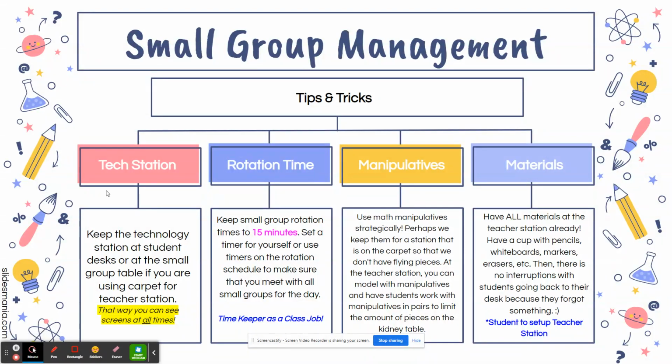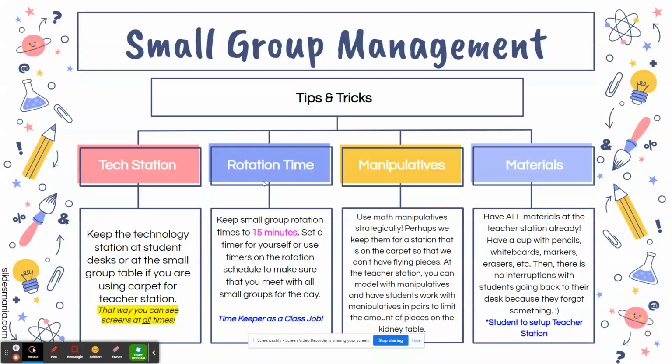The first one is all about the tech station. Keep the technology station at student desks or at the small group table if you are using the carpet for teacher station. That way, you can see screens at all times. The tech station really shouldn't be the rotation where you allow flexible seating, where students are sitting on the floor against the wall so that you can't see their screen.